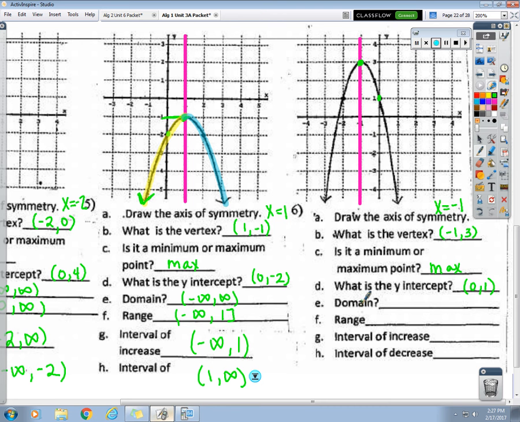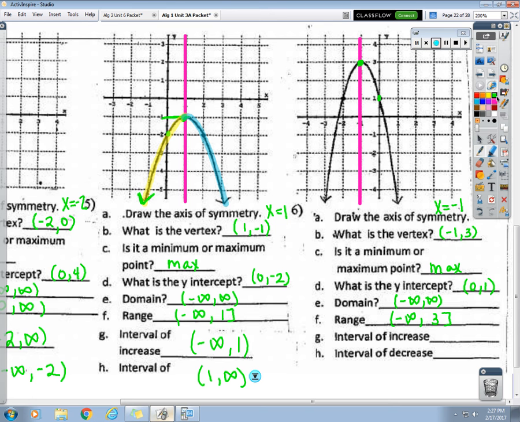Domain is left and right. No matter which way you go, you're going to go down, but aren't you also going to go left forever as you go down and right forever as you go down? So all real numbers. Then the range will go down forever, but it will only go up to a y value of 3.